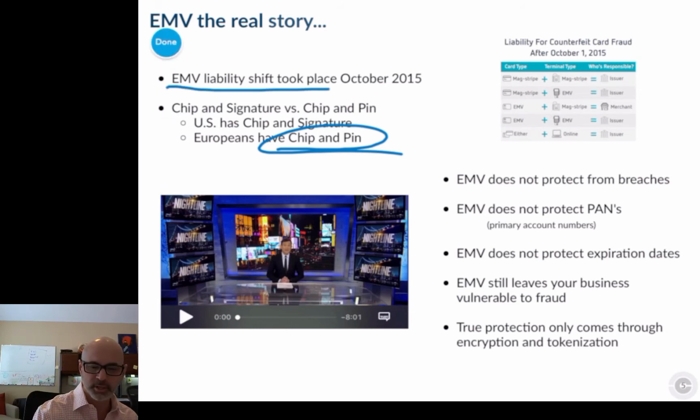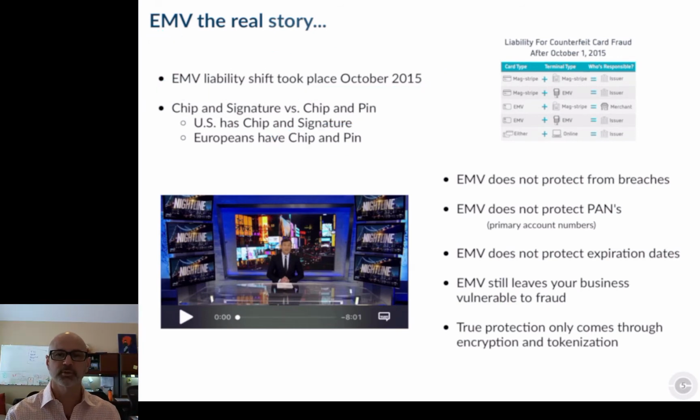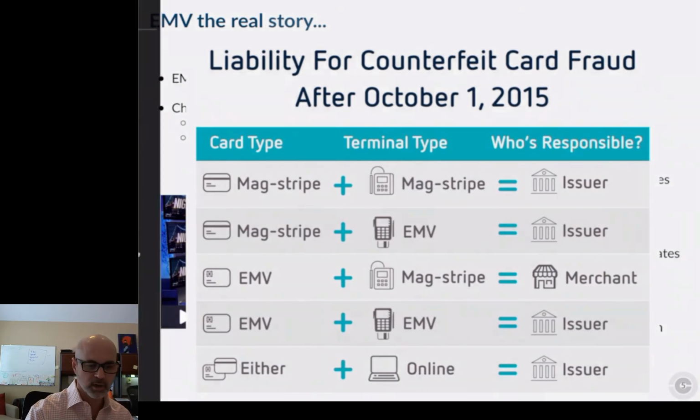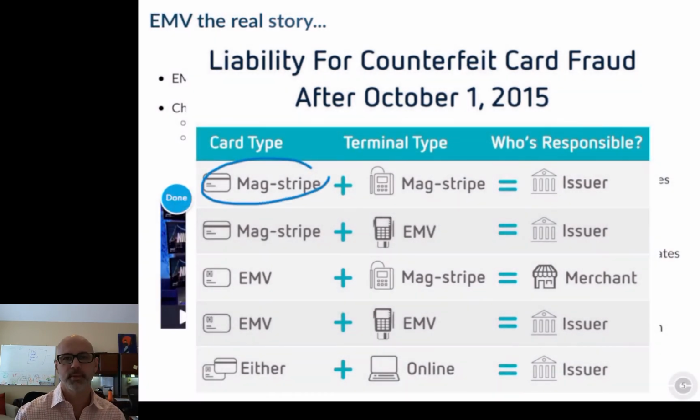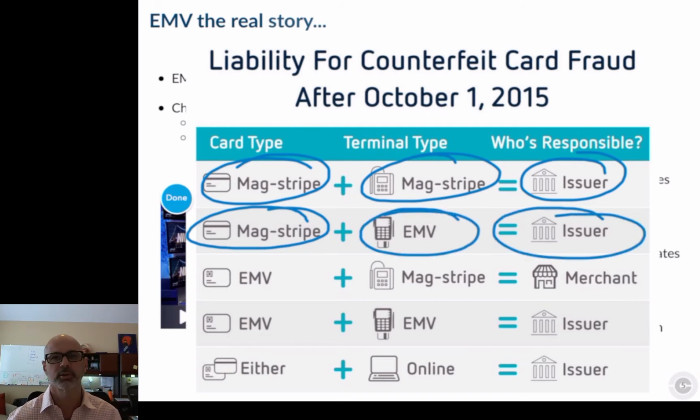But there was a liability shift that took place in October of 2015. And this liability shift was pretty basic. If you have a card come into your location with a mag stripe and it's run through a mag stripe terminal, well, the card issuing bank is responsible for counterfeit and/or fraudulent activity. If you have a card that only has a mag stripe on it, you run it through an EMV system, the issuer is also responsible, same thing. That's how it's always been.